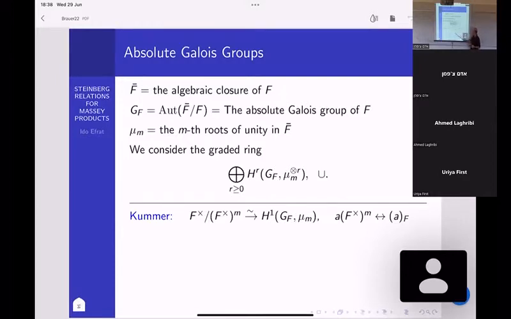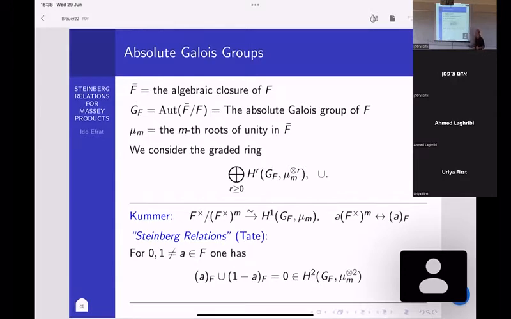In degree 1, we have the Kummer isomorphism. It's isomorphic to the multiplicative group modulo M, and if we have a coset on the left-hand side, the coset of A, then I denote by A bracket sub F the Kummer element of A. Now, Tate proved the following fundamental result, called the Steinberg relations for historical reasons. If A is neither 0 nor 1, then the cup product of the Kummer element of A and the Kummer element of 1 minus A in H2 is zero.